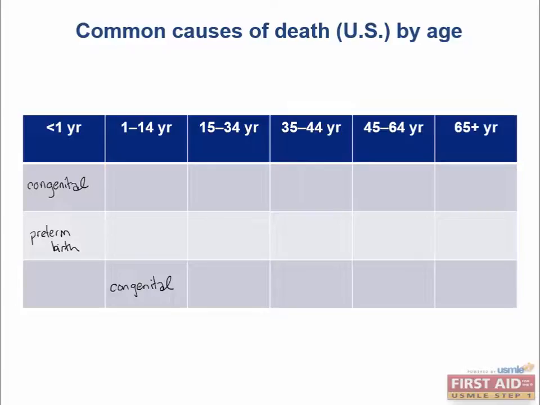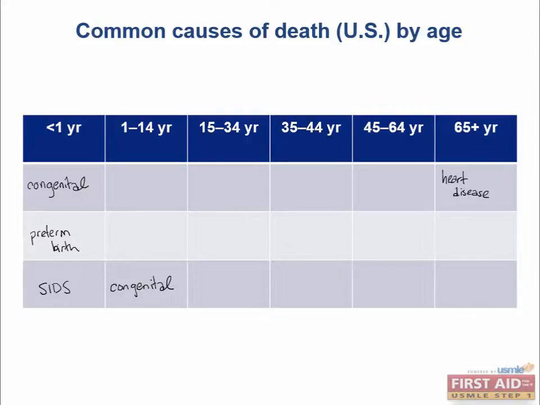What's preterm birth again? Less than 37 weeks gestation. And finally, the number 3 killer is SIDS, or sudden infant death syndrome. How about people over 65? The number 1 killer is heart disease.